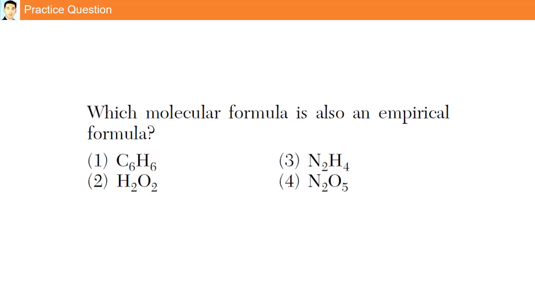Practice question. Which molecular formula is also an empirical formula? N2O5. All the other formulas can be reduced further. C6H6 can be reduced to CH. H2O2 can be reduced to HO, while N2H4 can be reduced to NH2. The only answer choice that cannot be reduced further is N2O5, choice 4.